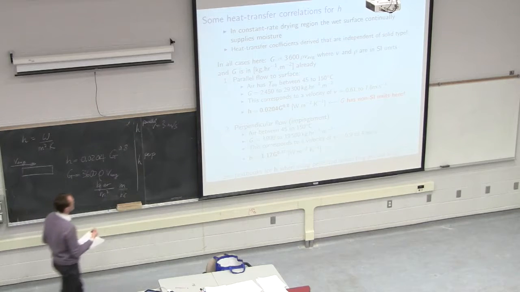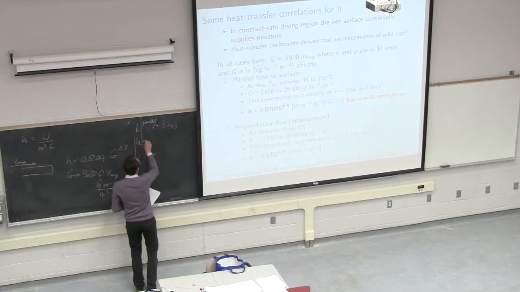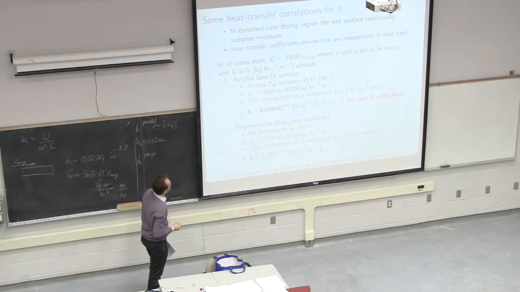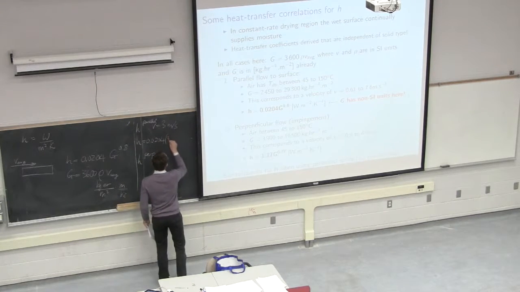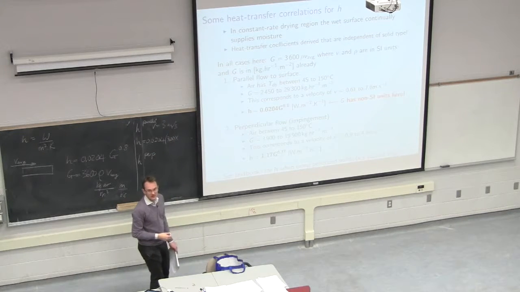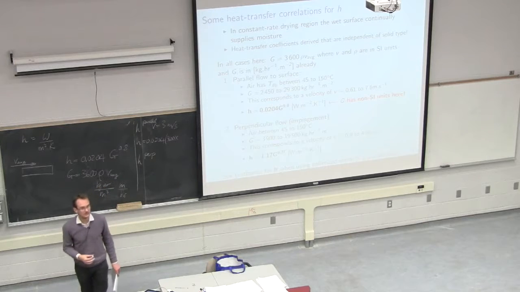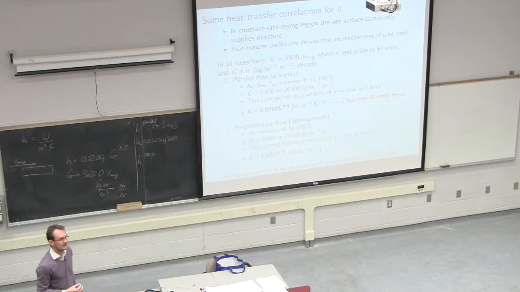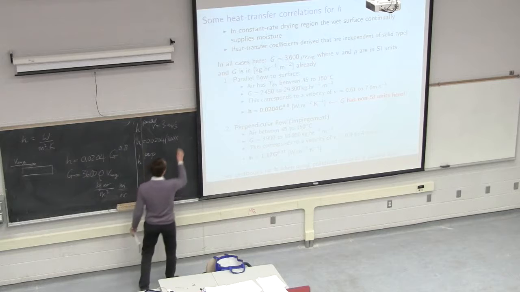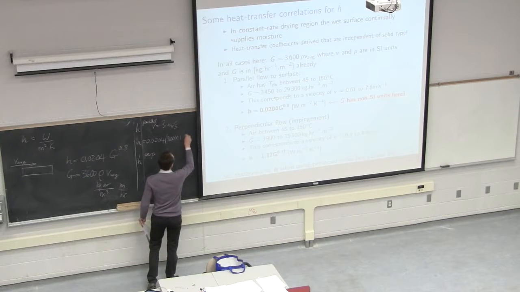So let's just see how we get that h. 0.0204 G to the 0.8. G is 3,600 times the density. What's the density of air? Moist air. 1.05, roughly 1 if you've got no other judgment, times 3 to the power 0.8.